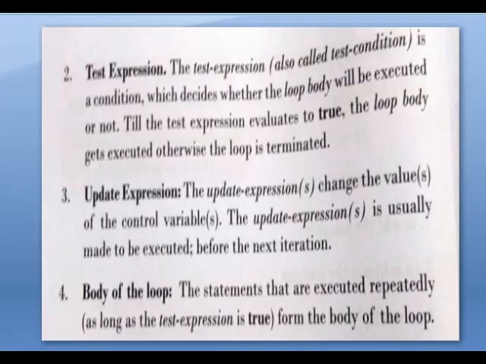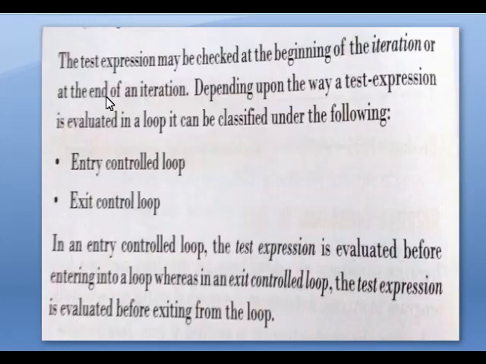So now we are going to see what is an entry controlled loop and an exit controlled loop. Now you know, if the test expression is true, we are able to do the process again and again. If the condition is false, we have to stop the process. The test expression may be checked at the beginning of the iteration or at the end of an iteration. Depending upon the way a test expression is evaluated in the loop, it can be classified under the following.